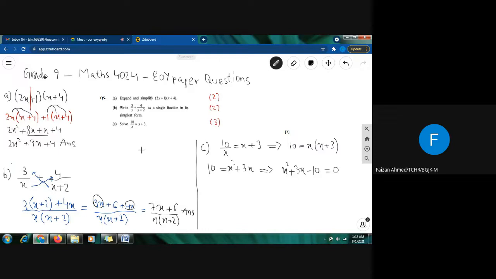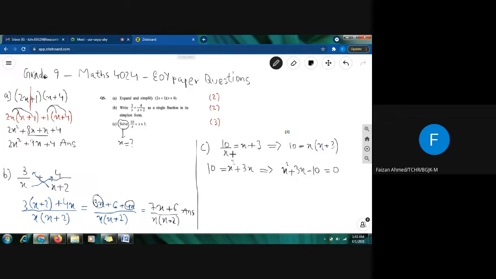Moving on to part C. In part C we have solve, and you guys know the meaning of solve. Solve means we have to find the value of x. We have to find x. So we will start off first with simplifying. The question is 10 upon x is equal to x plus 3. So I have written the question over here, 10 upon x equals x plus 3.